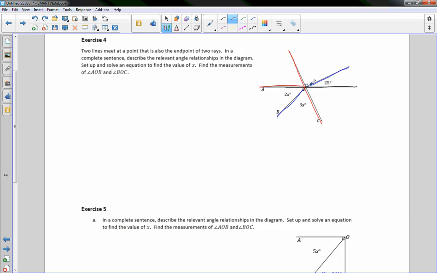Let's do the lines in red, both of them. Okay, so there's my two lines, red, and my two blue rays. These are not straight. There's a bend here, so those are not a straight line. That is not 180 degrees. Okay, so two lines meet at a point. It's also the endpoint of two rays. In a complete sentence, describe the relevant angle relationship in the diagram.